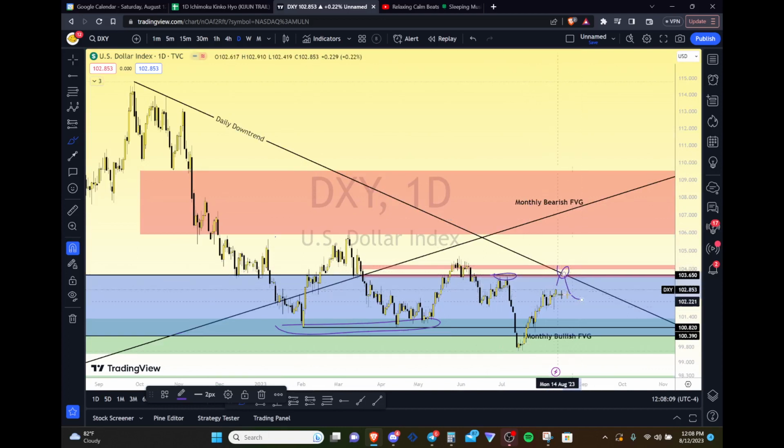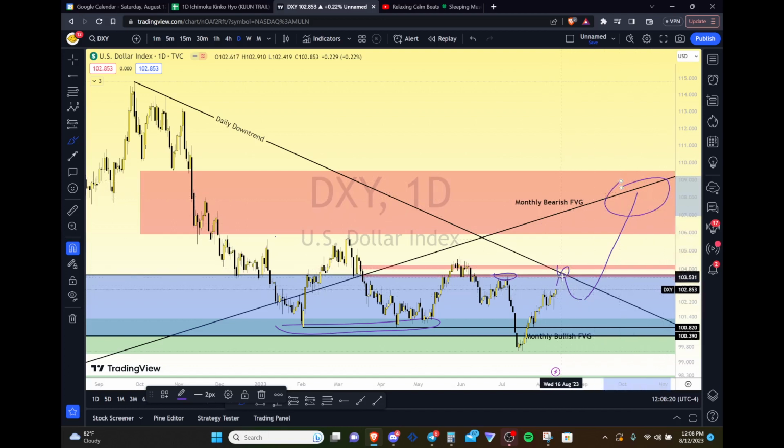Now the next step will be, are we going to get a higher low from that pullback? And if we do, the probabilities increase dramatically that we will break through this daily downtrend line, break out of that track, and make our way all the way back up towards 106 to potentially even 108. So back towards this general zone here.